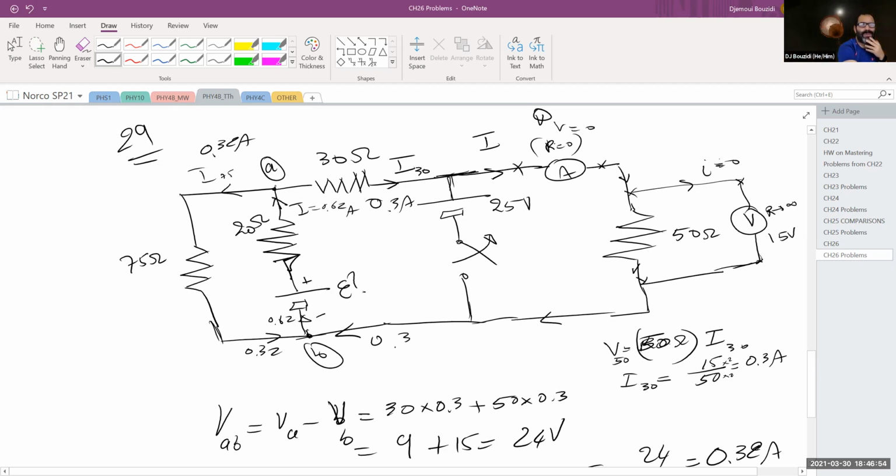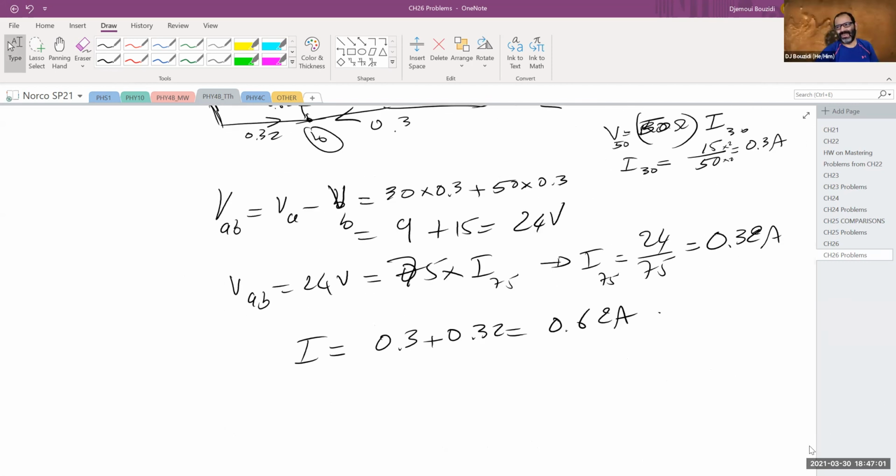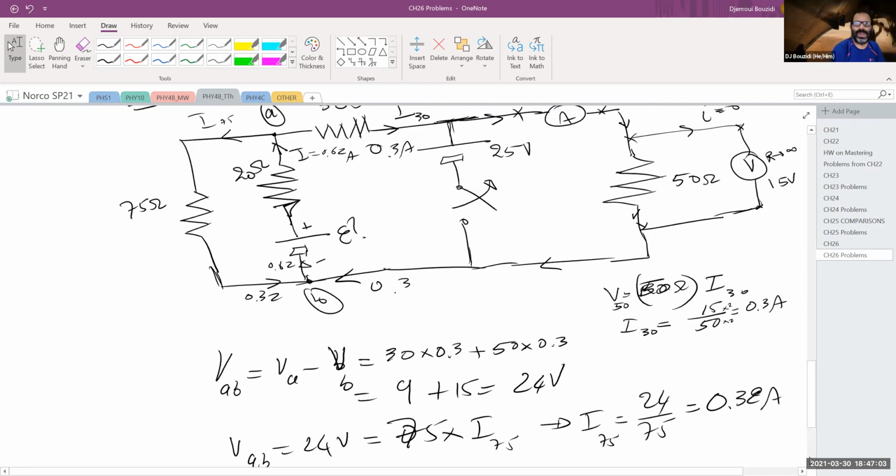So now I'm going to compute the same voltage drop between A and B using the last branch. So what I say in this case is VAB. I'm going to call this point in between them some point. I'm going to call it point C, for example.